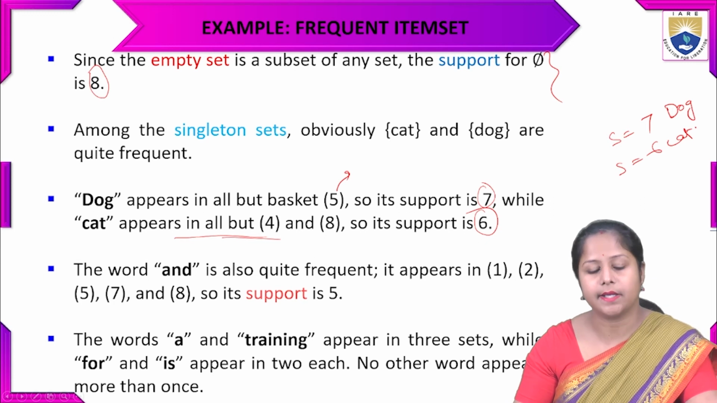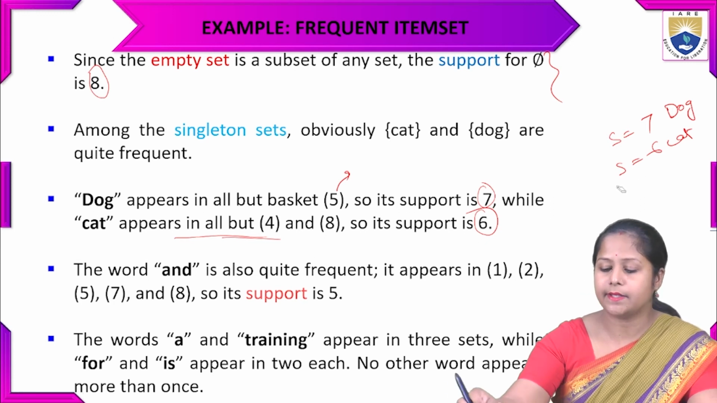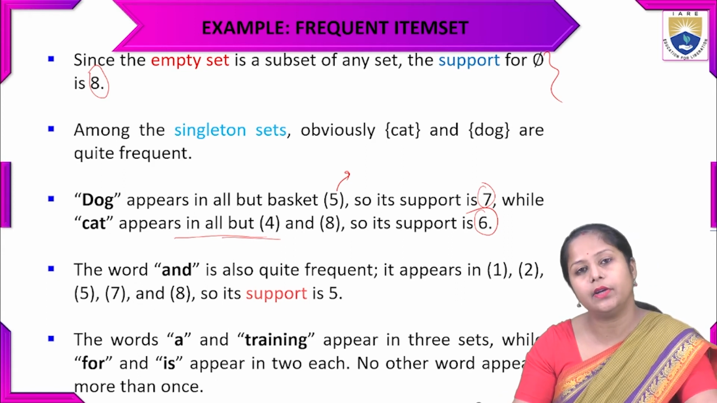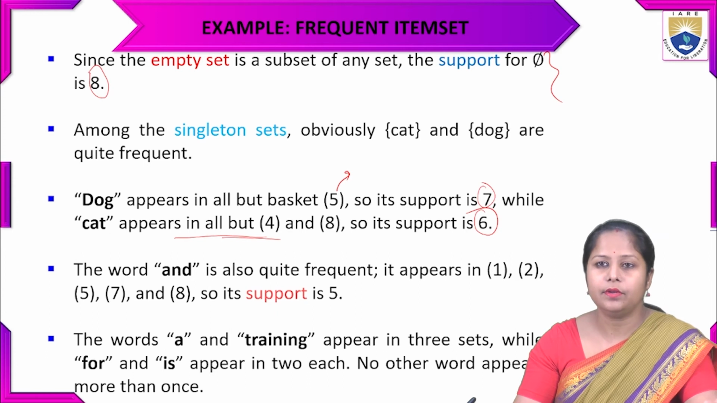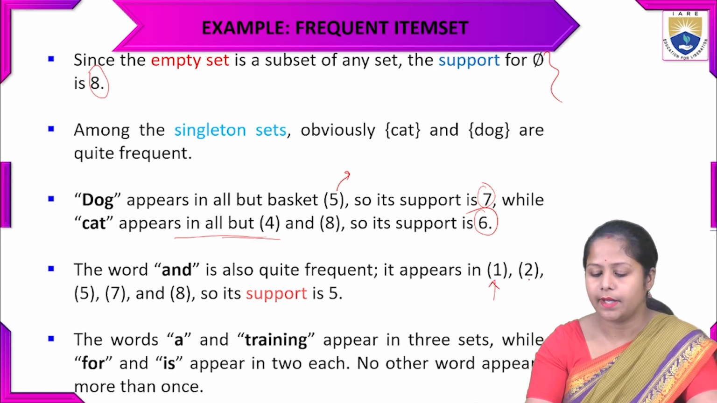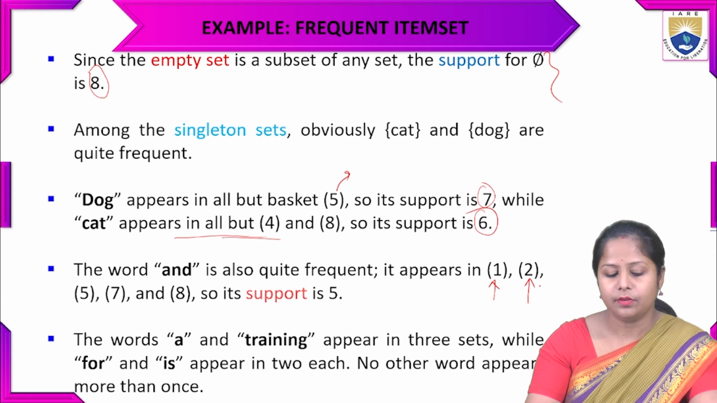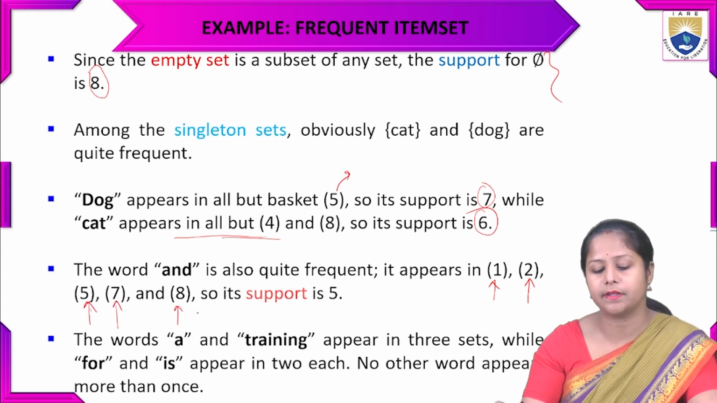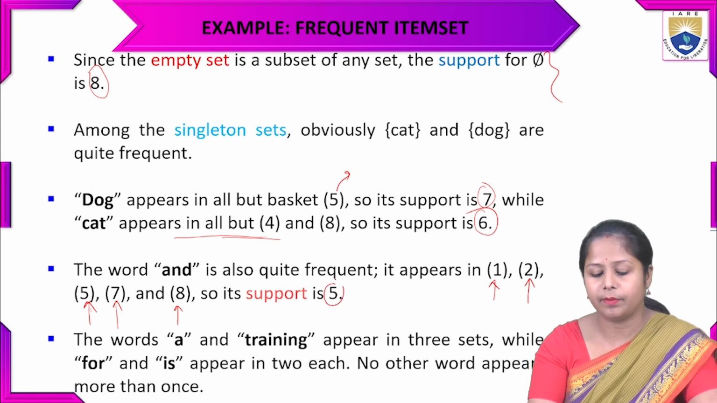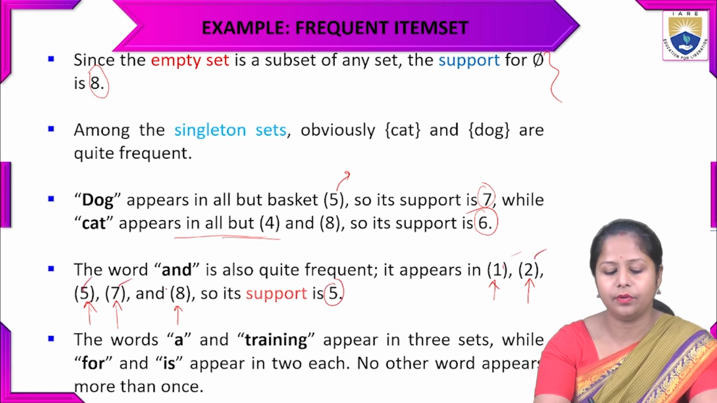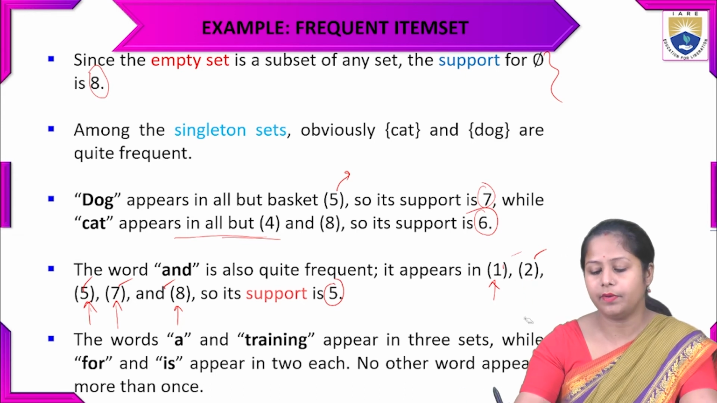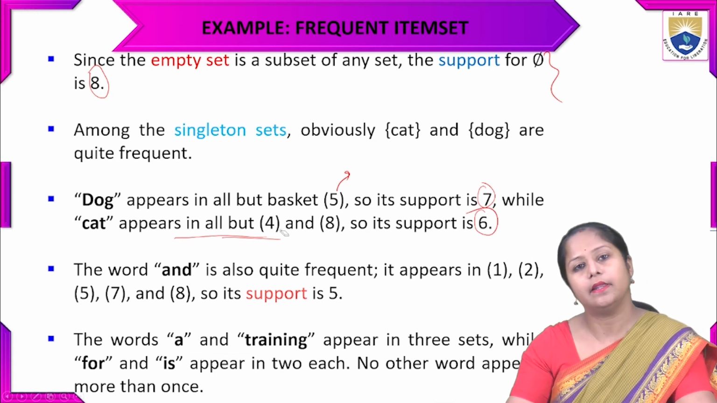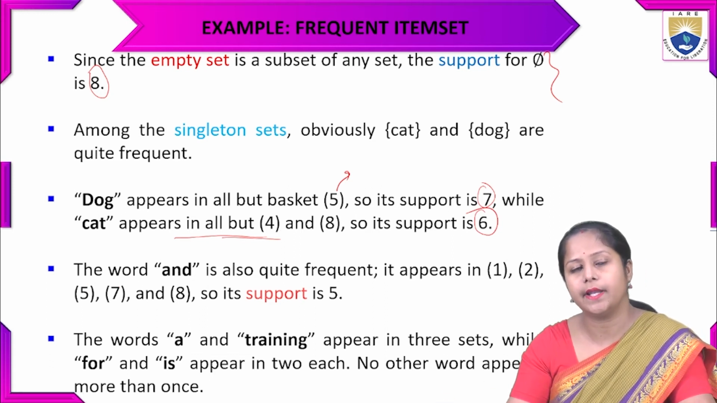Likewise, the word and. The word and is there, so that is also a frequently occurring word. It is occurring in the first item set as well as the second, right? It is also in the 5th basket, 7th and 8th basket. So the support will be 5. 1, 2, 3, 4, 5, right? The support count is how many baskets the item is in. That much count we take as the support.